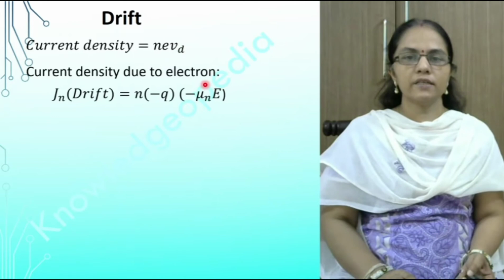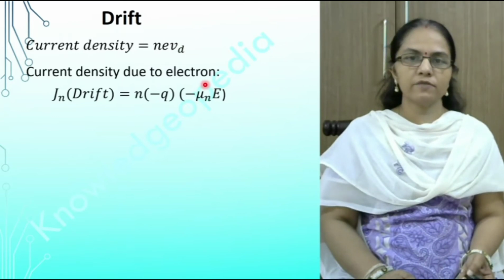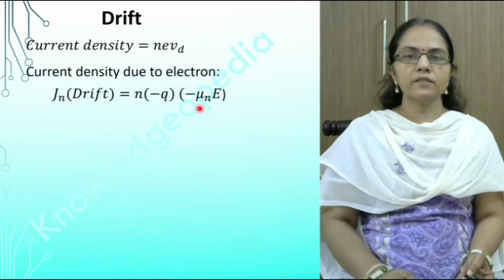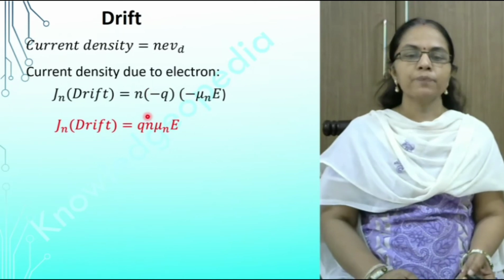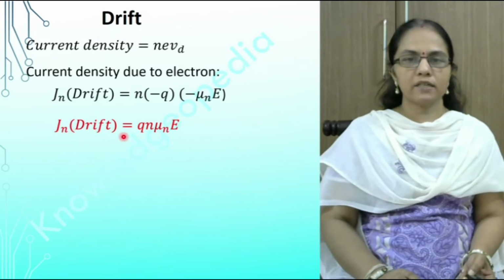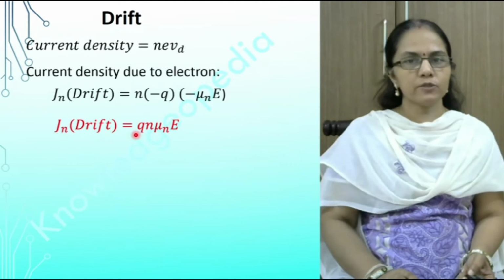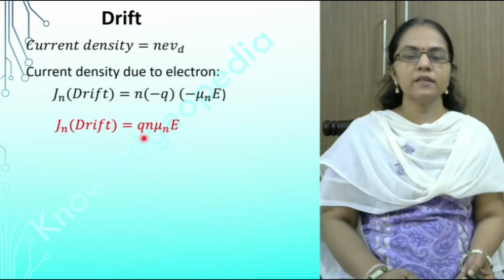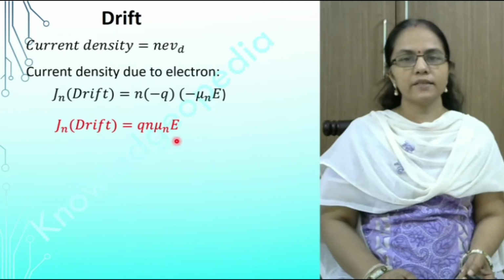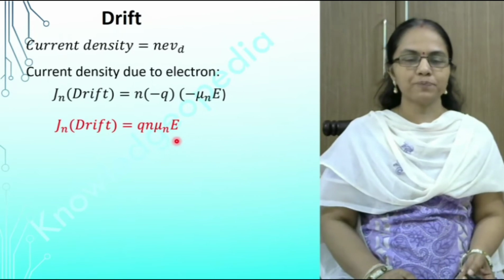Vd is our drift velocity, and in the previous slide we calculated Vd for electron is equal to minus mu N E. So Jn drift for electron is equal to this minus, and this minus will become plus. So it is N q mu N E. That means Jn drift is equal to Q n mu N E, where Q is the magnitude of charge of the electron, N is the number of electrons, mu N is the mobility of electron, and E is the applied electric field.